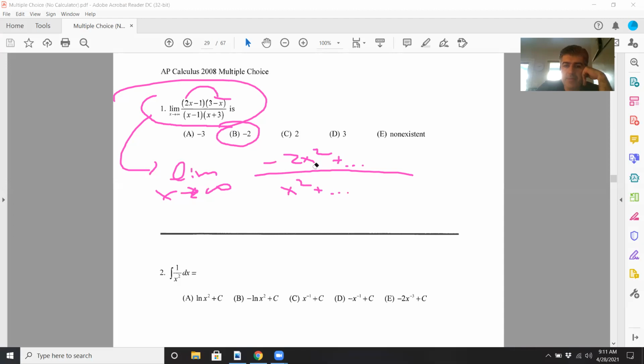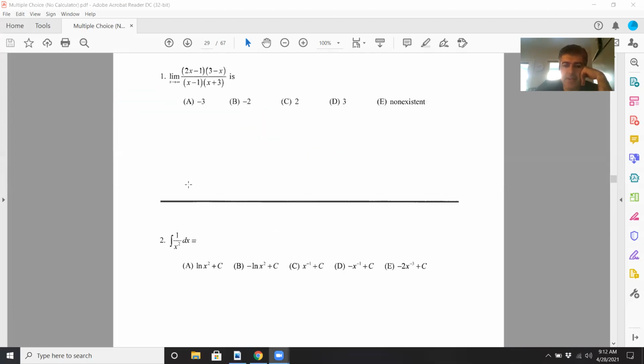Now, what if I had this happening? The answer would be y equals 0. Or what if I had this happening? And it's nonexistent because it just goes up forever or down forever. So just so you know, be mindful about the degrees for both top and bottom.